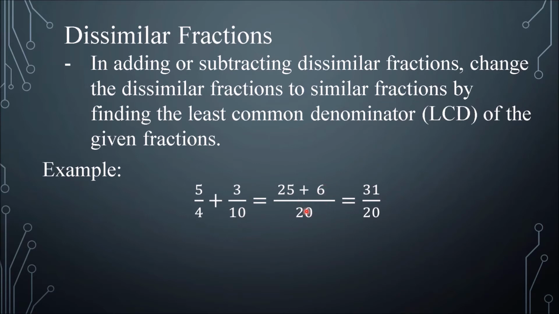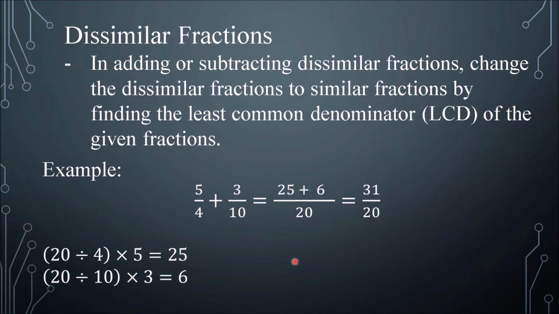So 25/20 and 6/20 are similar fractions. So we change the dissimilar fractions to similar fractions. Now we can add the numerators. 25 plus 6, that's 31/20. So we have 20 divided by 4 times 5 is 25. That's how you get 25. 20 divided by 10 times 3 is equal to 6. That's how you get 6.